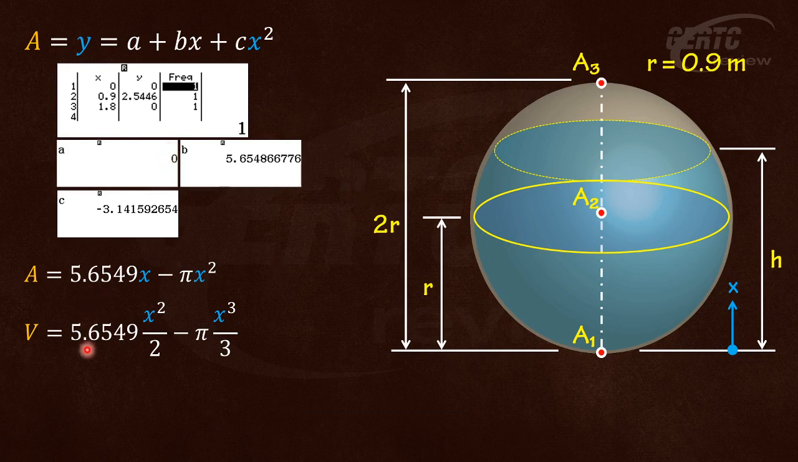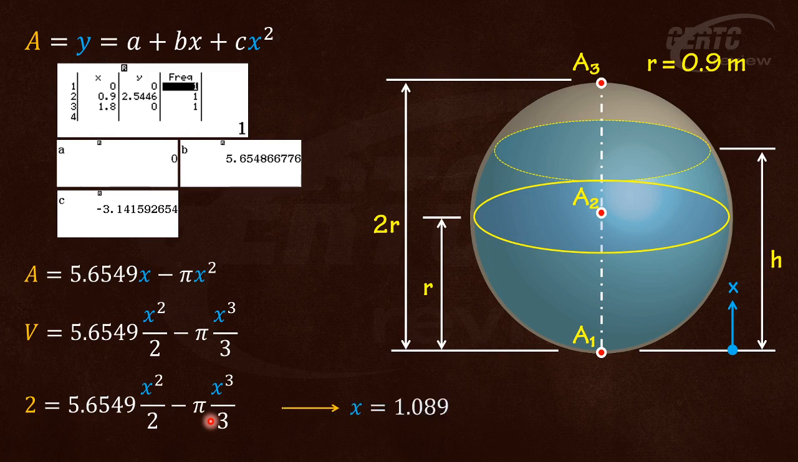The volume is known. What was the volume here again? 2,000 liters. That's 2 cubic meter. So with a volume of 2, substitute that here, then you can solve the value of x, and that is the same answer in the previous using the formula, 1.089. All right? Well, okay, what's the other variation?